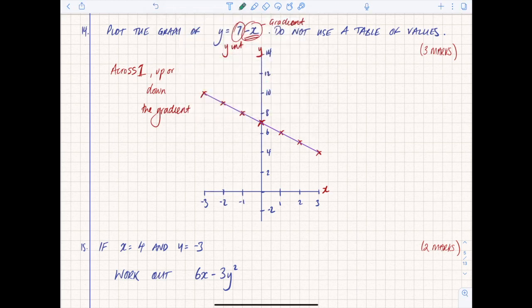Let me just show you a slightly different example. If it was y equals 2x plus 4, 4 is my y-intercept, so I go to 4 there. My gradient is 2, so I'd go across 1 and then up 2, put a cross, across 1, up 2, across 1, up 2, run out of space, go the other way, across 1, down 2, across 1, down 2, across 1, down 2. So that green line would be y equals 2x plus 4. Again, link in the description. I've done a video on that if you need to spend a little more time on it to get your head around it, but that's how you do it without a table of values.